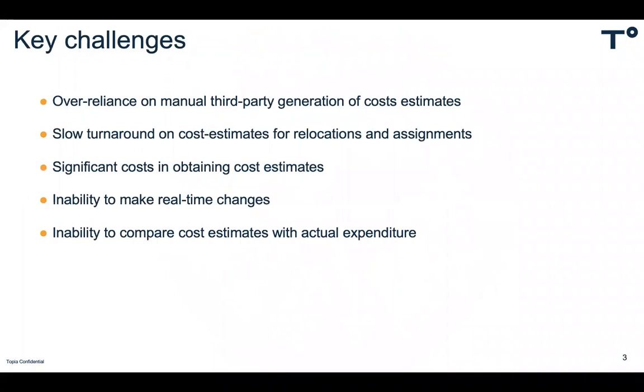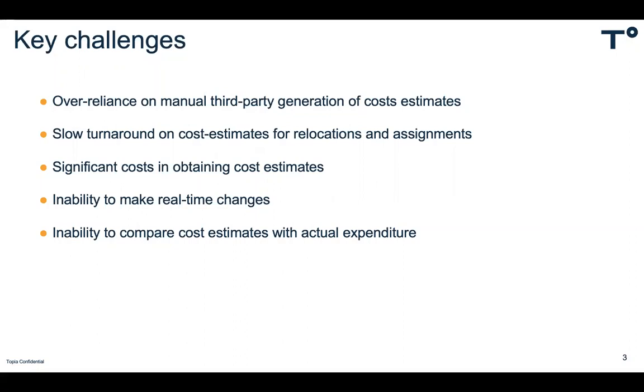So with Topia Plan, what we look to address is really the challenges that exist today when you think about cost estimates and cost simulations as you go about planning a move. What we typically see in the market is an over-reliance on manual third-party generation of cost estimates. So whether that is completely outsourcing it to a third party or working with an external party for tax calculations, there's a very, very manual process that a lot of people undertake today, which is both obviously burdensome, but also time consuming and not particularly cost effective.